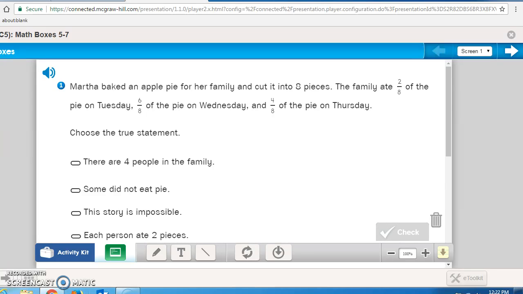There are 4 people in the family. Some did not eat pie. This story is impossible. Or each person ate 2 pieces. Please draw the baked apple pie, cut it into 8 pieces, color in the fraction for the different days that they ate pie, and see which one of these statements is factual. Pause the recording now and do Math Box 1.